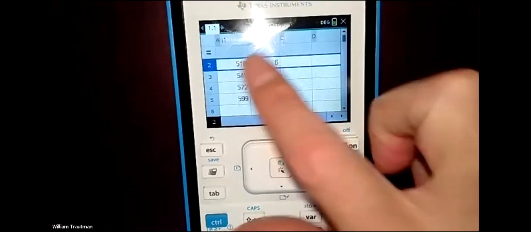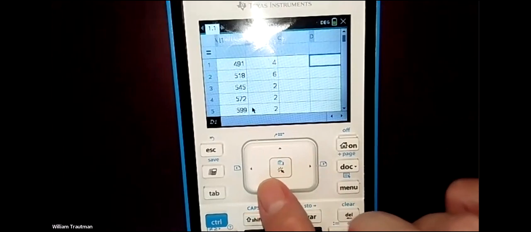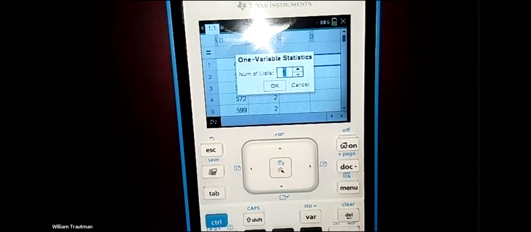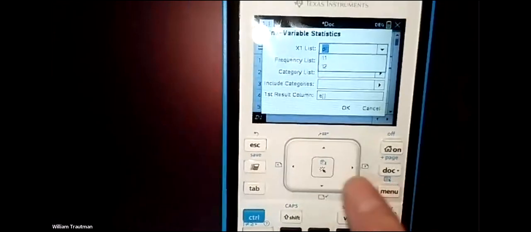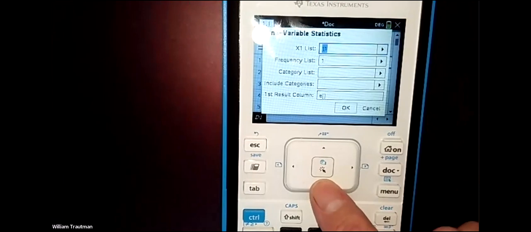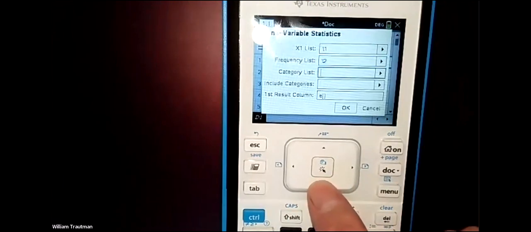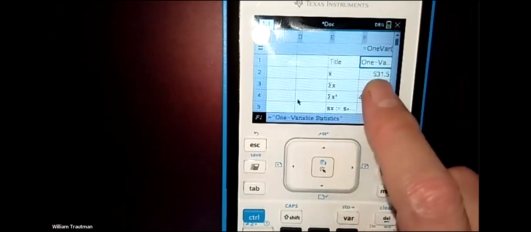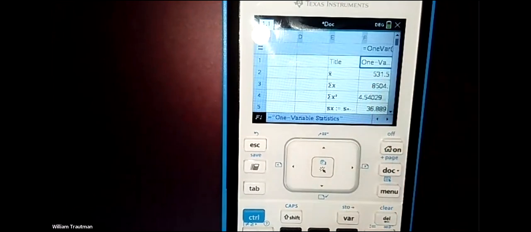Okay, so it wasn't right. I did check my data. One of my pieces of data were wrong. So I updated my data. I'm going to go to the right here. Menu 4, 1, 1. This stays at 1. Here, I'm going to go to L1. L1 is my first list. L2 is my second list. Come down to OK. And if we look, my average is 531.5.